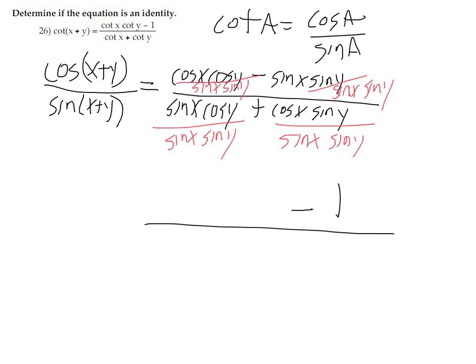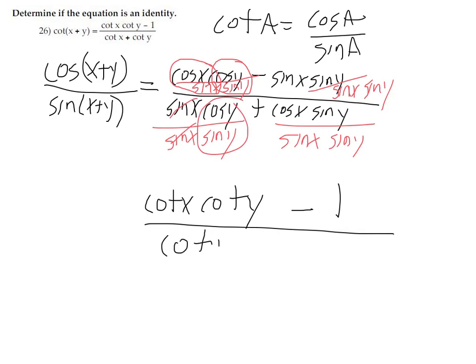Let's take a look at what else happens. In this first one, cosine x over sine x and cosine y over sine y, that would be cotangent x, cotangent y. Everything's looking great so far. In the denominator, these cancel. That's cotangent y. So we have cotangent y plus, and these cancel, and that is cotangent x. Wow, it wasn't as hard as I thought it was going to be.